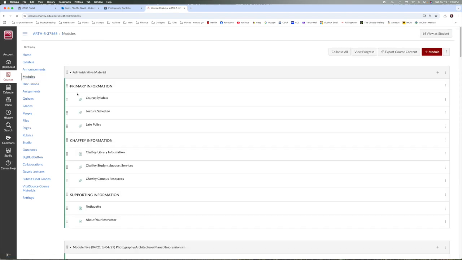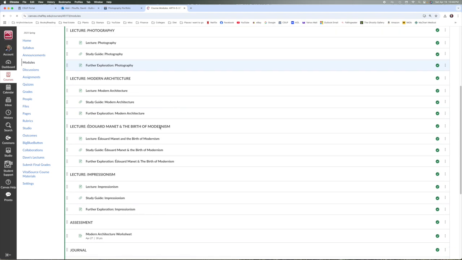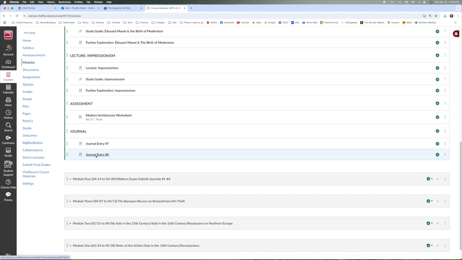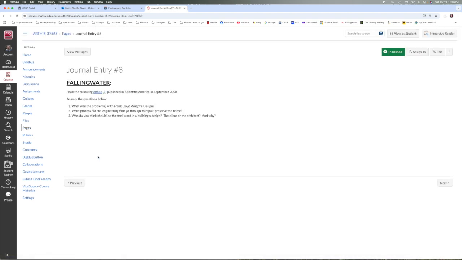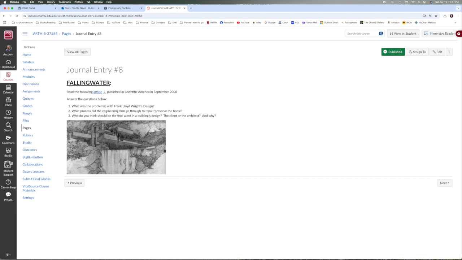And then the final thing we have to do, journal number 8, has you reading an article that came out, scary to think, a quarter of a century ago. But it's on Frank Lloyd Wright's building called Falling Water. It's a major part of the lecture. It's a really incredible building.